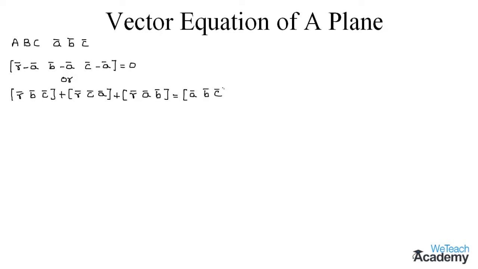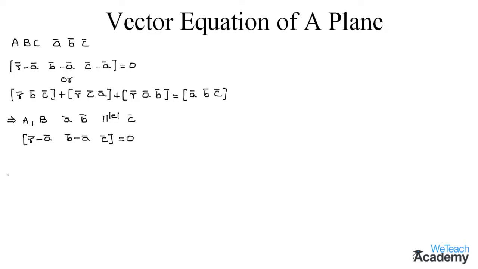is equal to box [a bar, b bar, c bar]. And the vector equation of a plane passing through the points A and B, whose position vectors are a bar and b bar, and is parallel to the vector c bar is given by box [r bar minus a bar, b bar minus a bar, c bar] is equal to 0.